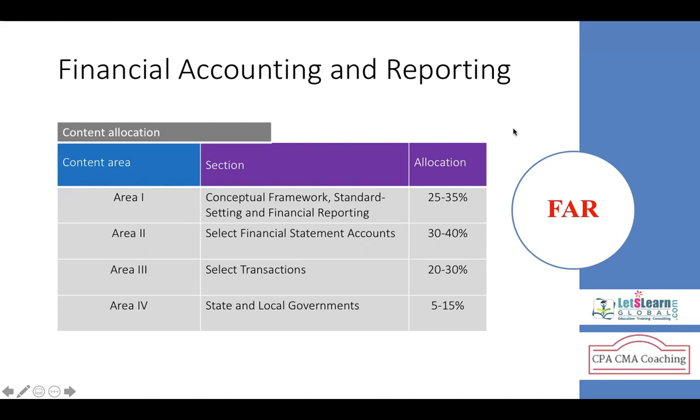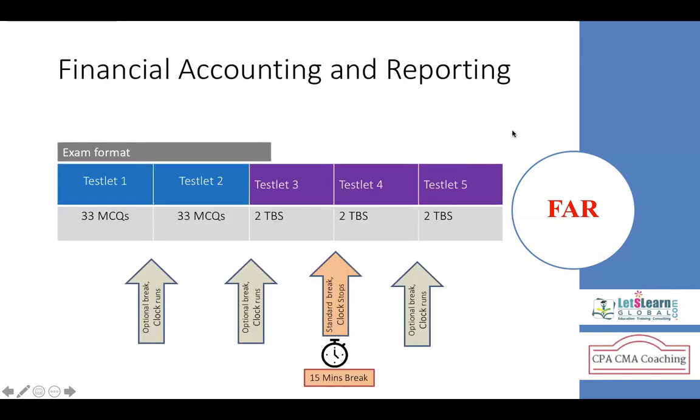So always remember that area 1 and area 3 need to be heavily concentrated, where you get around 60% to 70% of the total weightage from these two areas alone.